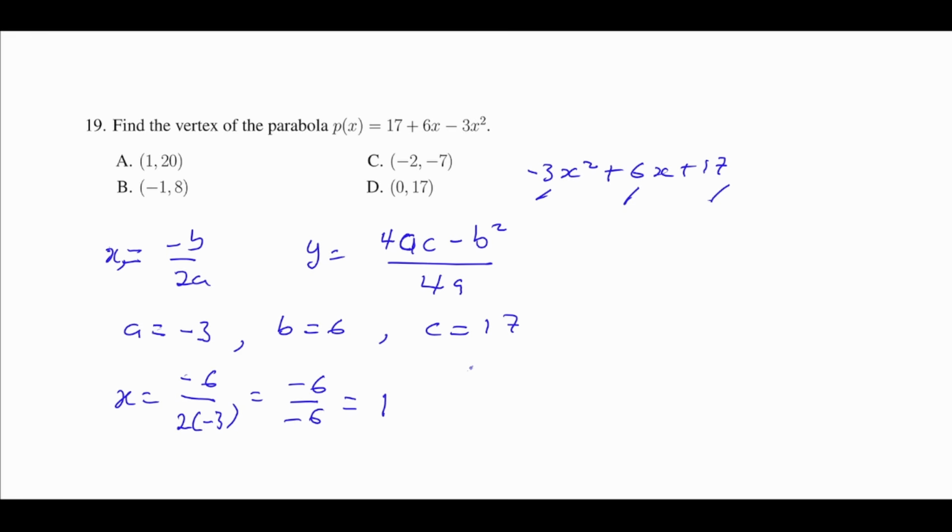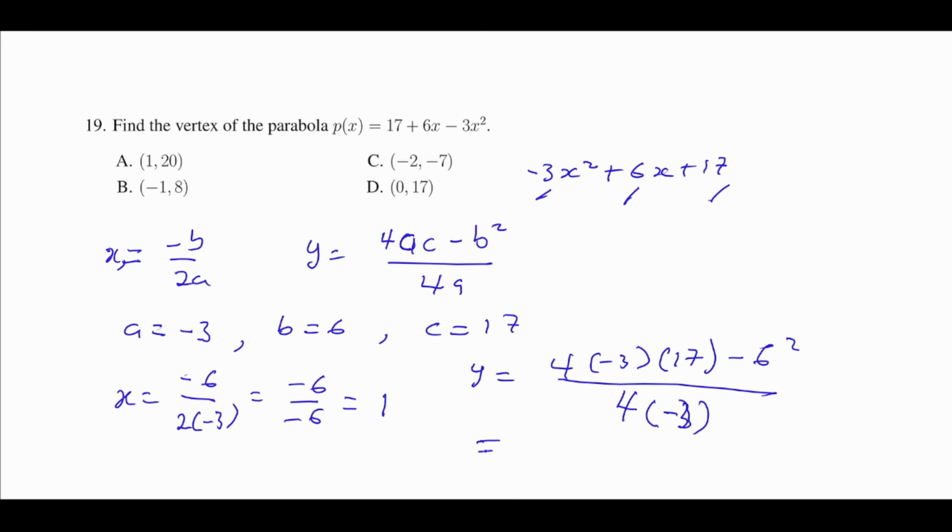Then the same thing for my y component. I'll have 4 bracket negative 3, my c is 17, minus 6 squared, all over 4a, which is the a is negative 3. Now when I evaluate everything and put it in the calculator, I have 20. So I have 1 and 20. So the vertex is 1 comma 20. So the correct answer was A.